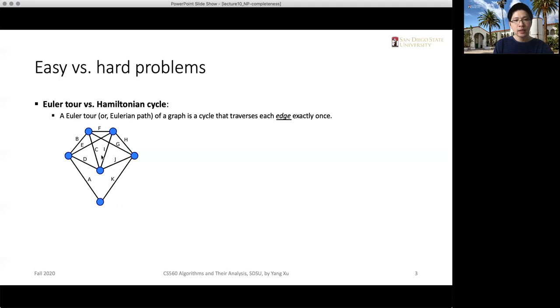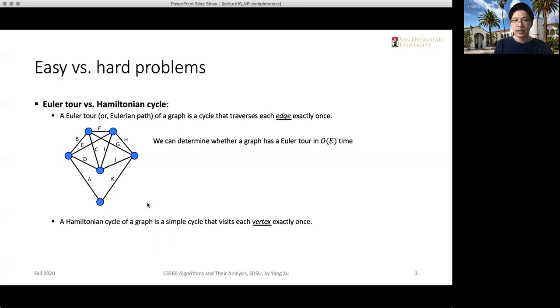So I think the solution for a Euler Tour is quite easy to get. We can determine whether a graph has Euler once we have gone through all the edges, examined all the edges. For example, let me try if we can find the Euler path on this example.